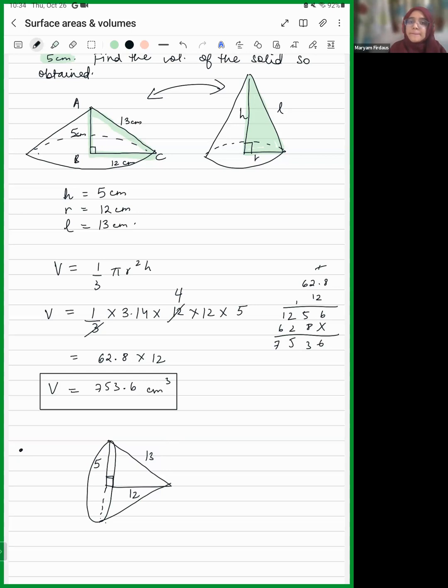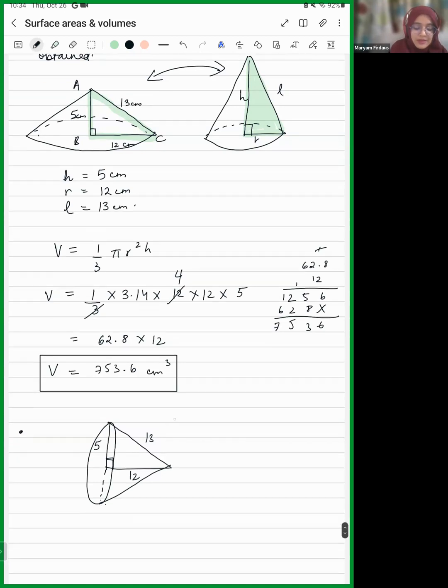Preshita? Yes. Abdul Jabbar? Yes, sir. Okay. If there's anything that is not clear, please be free to ask. Okay. Then you have to find the volume in this case.